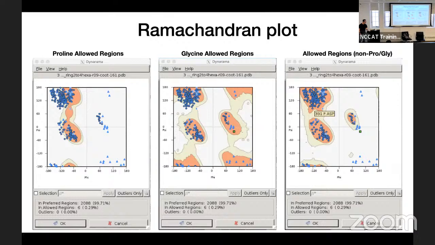Sorry, this is what I was just saying about how on the left, all of these look like they're in disallowed regions, but when we focus in on a glycine residue, you can see the Ramachandran plots change to show you what's allowed for glycine.